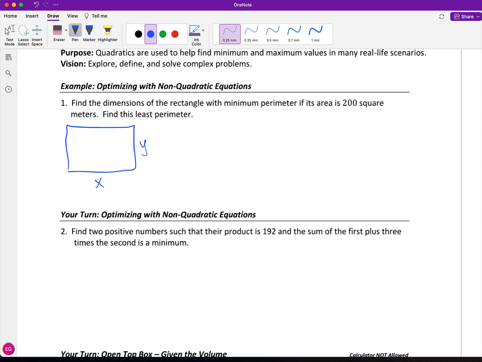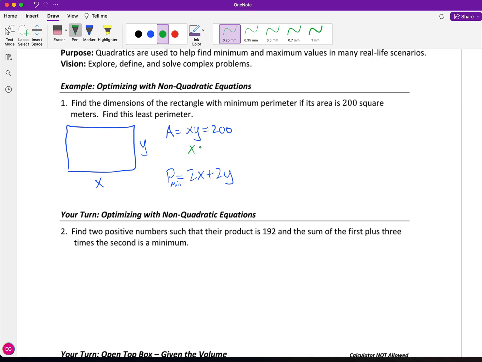So I'm going to let the length be x and the width be y. I know that the area is x times y for a rectangle, and that must equal 200. And then I know that the perimeter, which I'm trying to minimize, is going to be 2x plus 2y, okay? Because we do x plus y plus x plus y, add up all the sides. So these are my two equations. The first one is that constraint equation where I was given information. They said, hey, the area is this. And then my second equation is the one I'm trying to minimize or maximize.